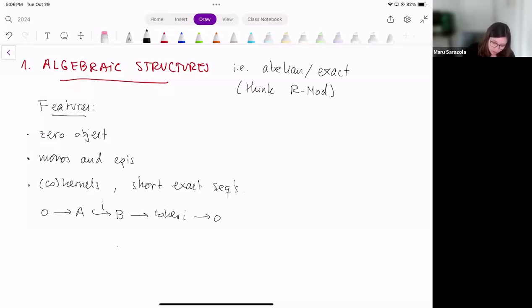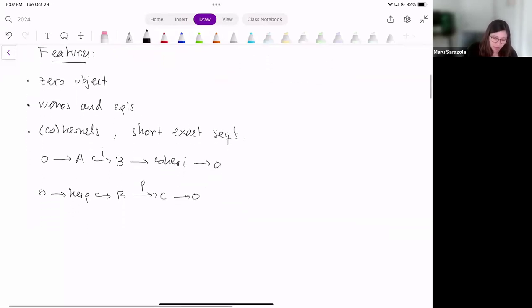And similarly, if I start with an epi instead, I can take its kernel, and this always exists, and completes it to a short exact sequence. So this is a pretty important feature. And now if I give my K-theory machinery one of these, what does K-theory do?